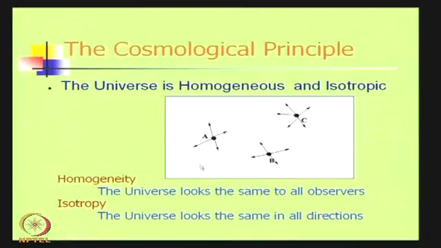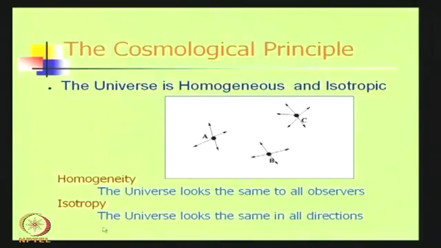So, if A is an observer located here and B is an observer located here and C is an observer located here, if the universe is homogeneous, it implies that what this observer sees and this observer sees and this observer sees should be exactly identical. So wherever you go in the universe, you should see exactly the same thing, because it is homogeneous. There is no preferred position. Essentially it means that all positions are equivalent, there is no center.